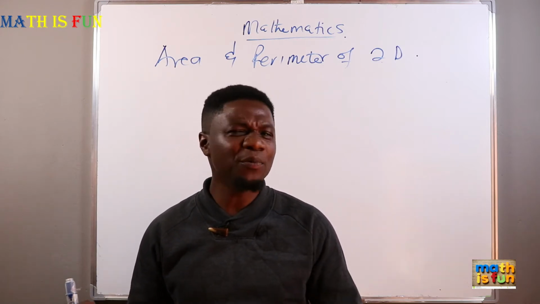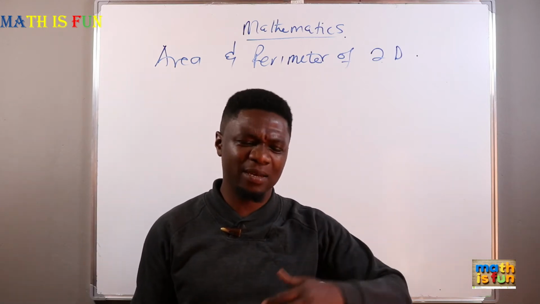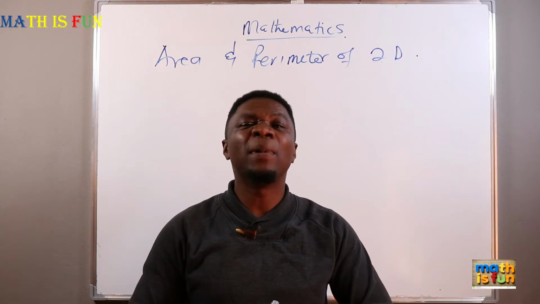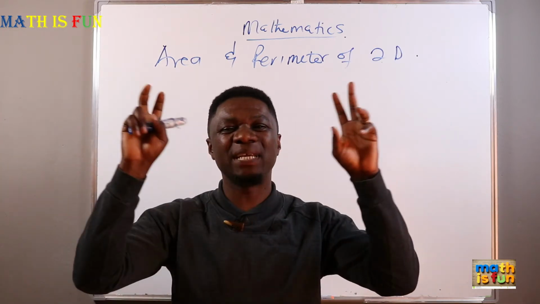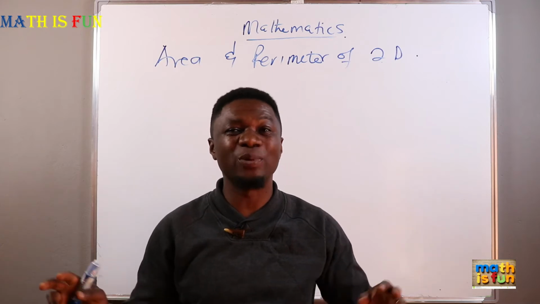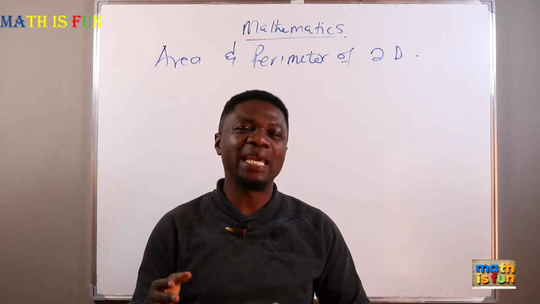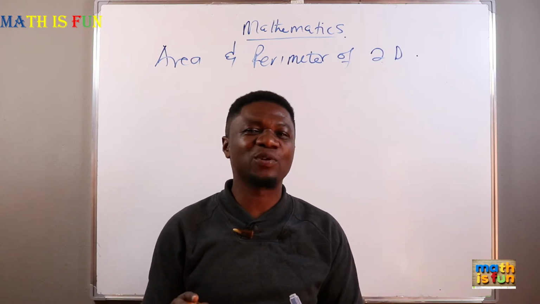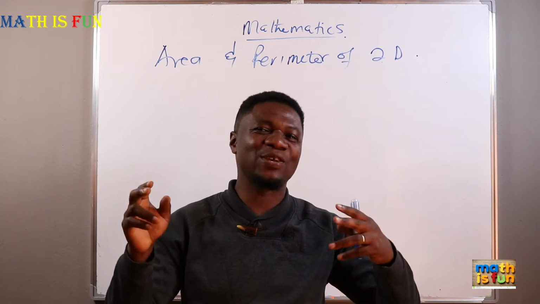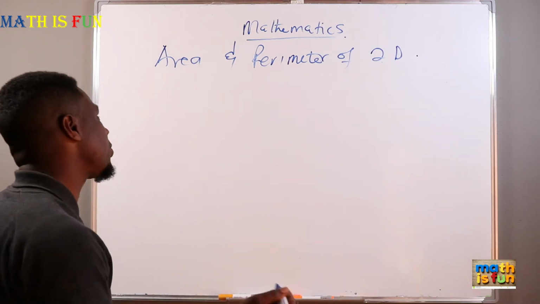Before we start anything, speaking of area, what is an area? In the previous video, I explained area as the amount of space within the perimeters of the 2D shape. So talking about the area of a rectangle, we are talking about the amount of space within the perimeters of the rectangle.